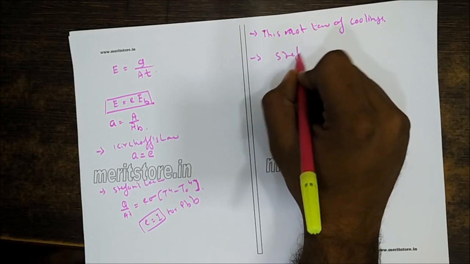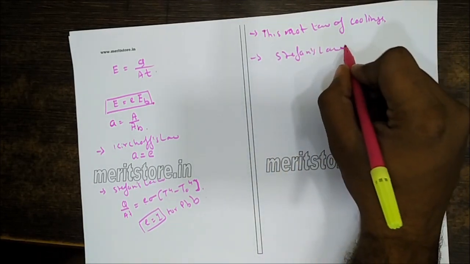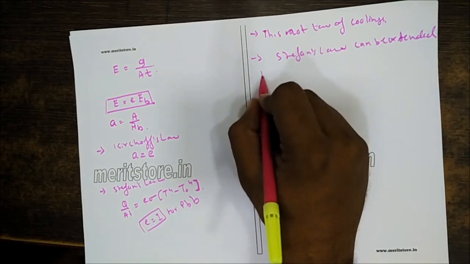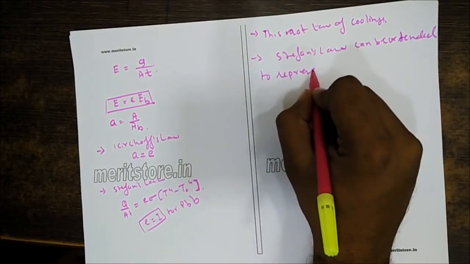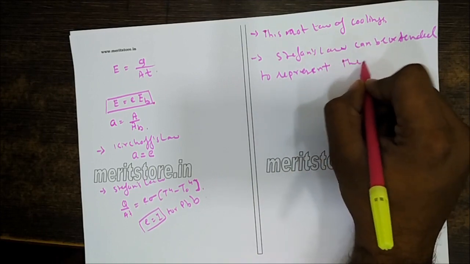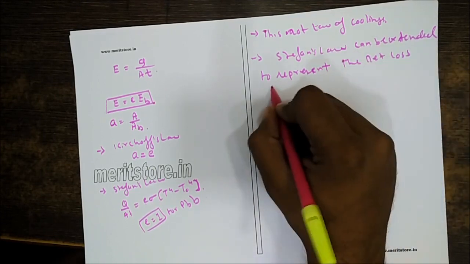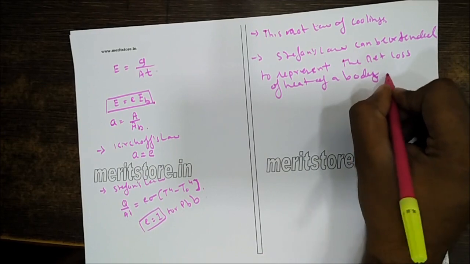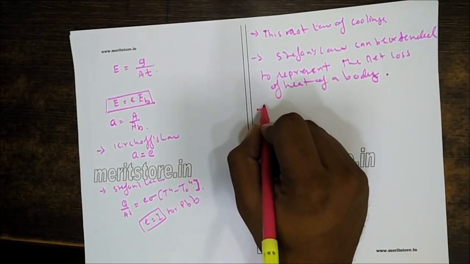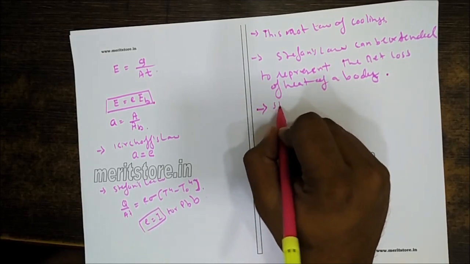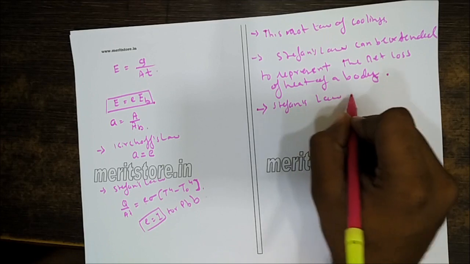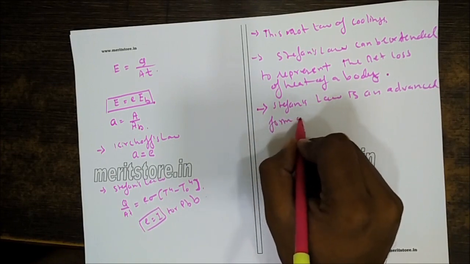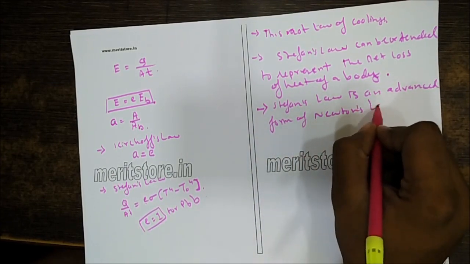Stefan's law can be extended to represent the net loss of heat. Now, Stefan's law is an advanced form of Newton's law.